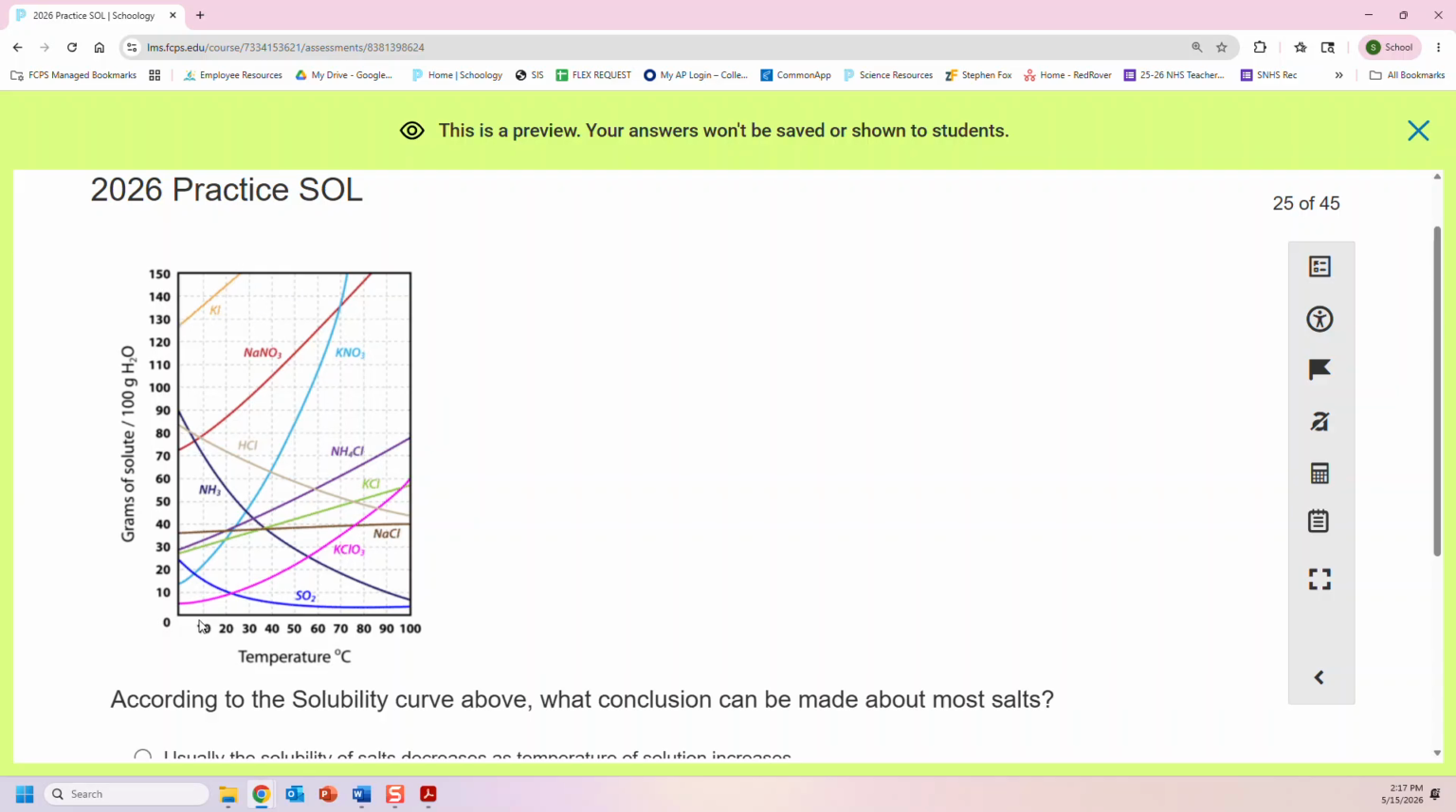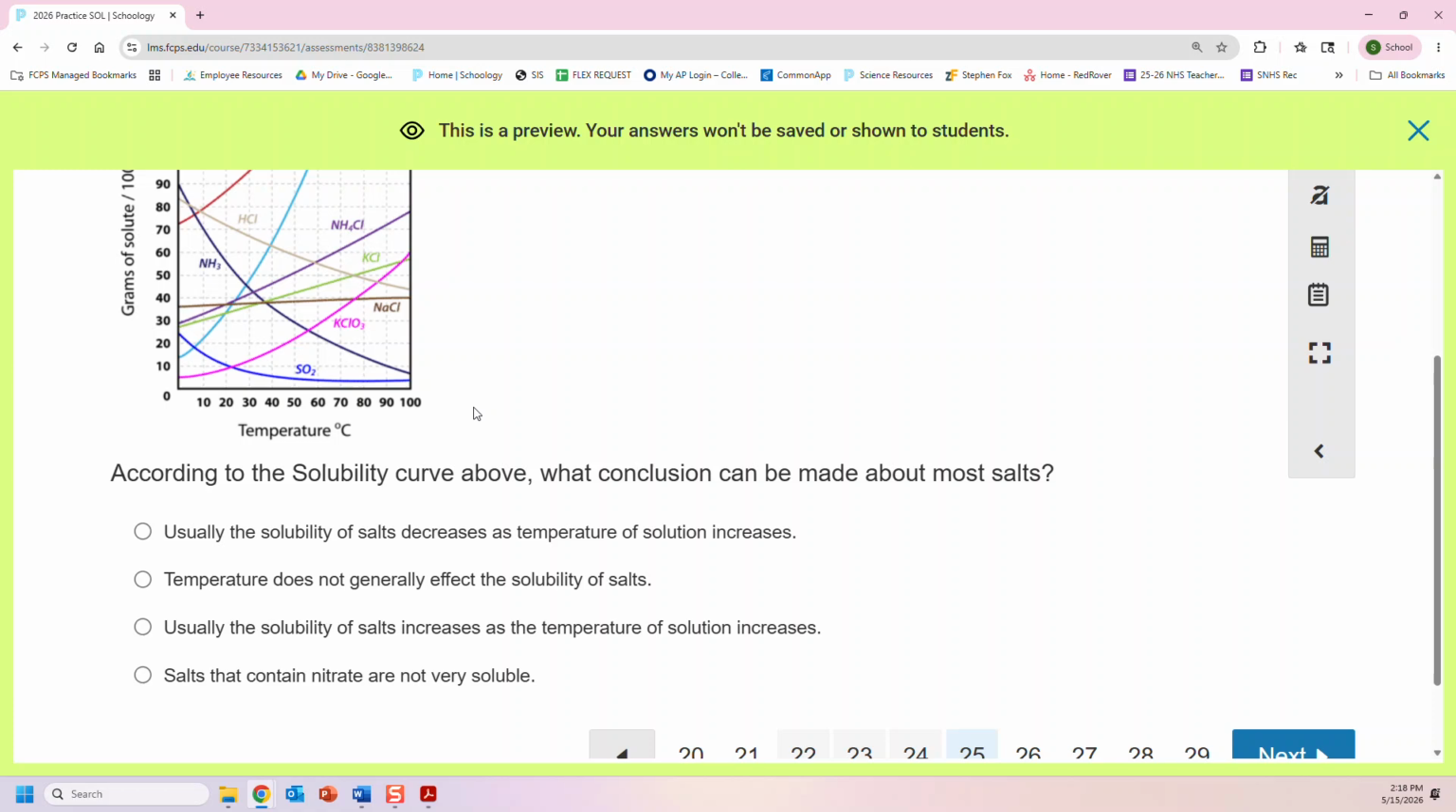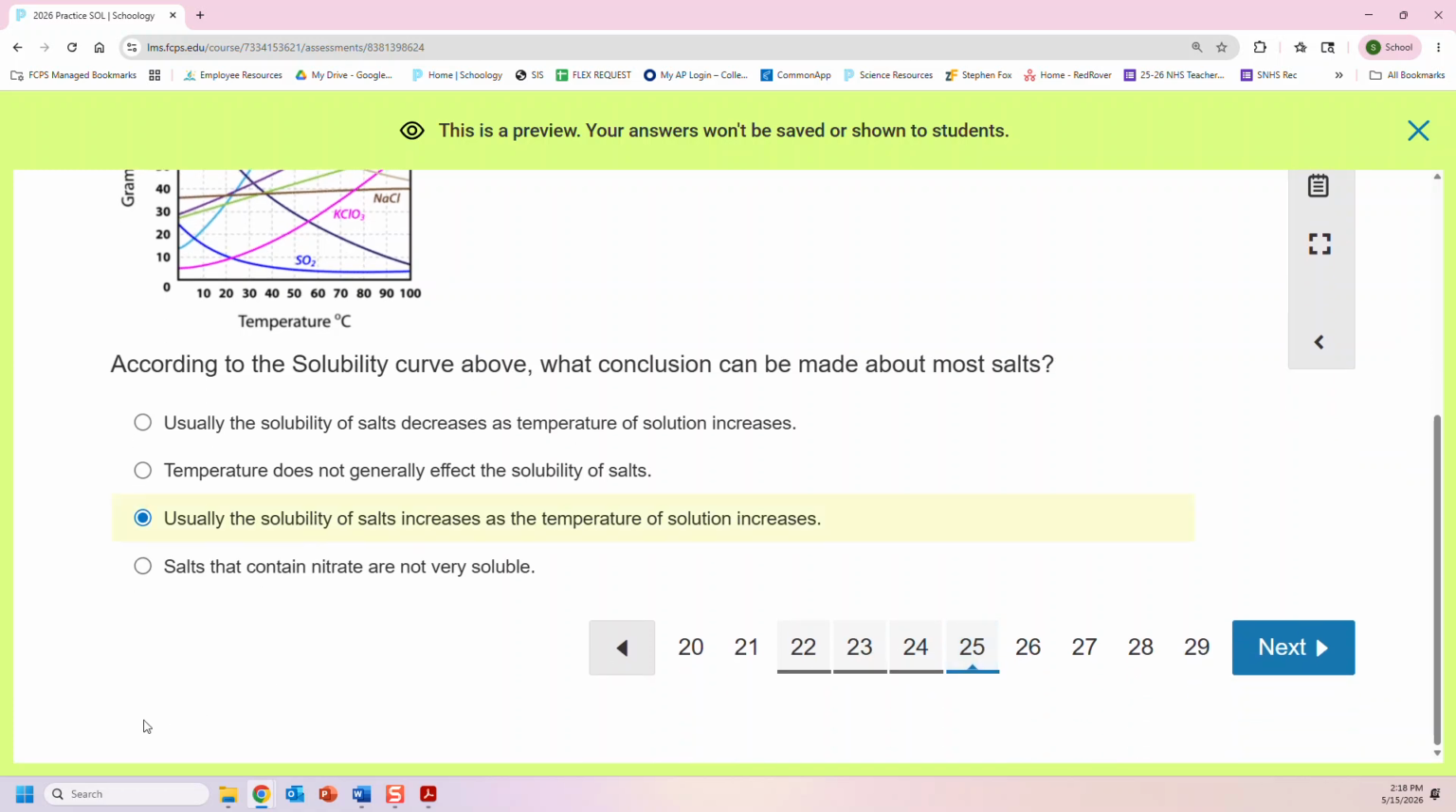And what we should notice is as temperature goes up, solubility goes up, right? So for all of the salts except for this guy, KClO3. But, or no, actually KClO3 is. Sorry, that was ammonia. Sorry. So this salt increases. The sodium chloride increases a little bit. The KCl increases, the ammonium chloride increases, the potassium nitrate increases, the sodium nitrate increases. So salts become more soluble as the temperature of solution increases, okay?